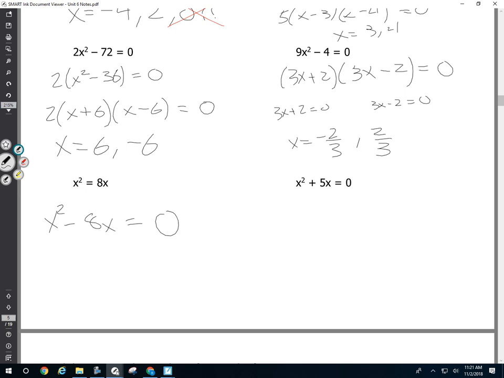How should I factor this? Yes, pull out an x. Pull out the greatest common factor. And write your solutions.